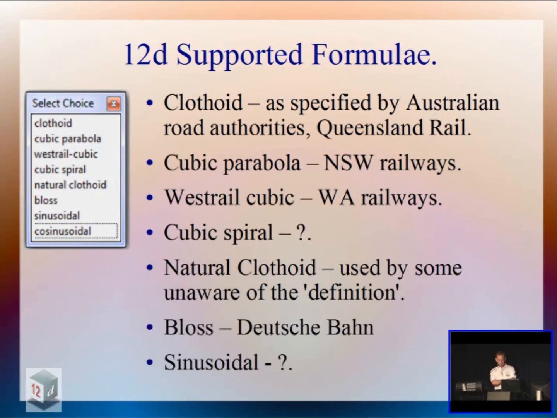The Bloss curve, as used by Deutsche Bahn, is in there. It's the genuine, finished deal that the German railways use. And again, we have some of these other definitions out of the Land XML manual for sinusoidal, co-sinusoidal, etc., etc. But remember, the only ones actually used in Australia are the clothoid, the cubic parabola, and the west rail cubic.